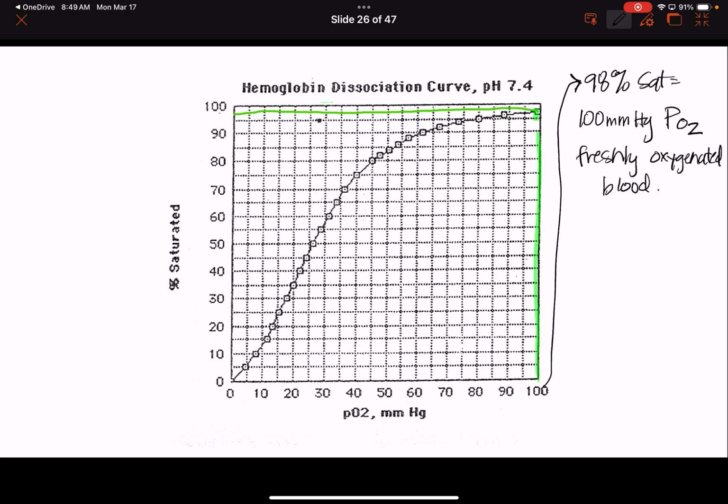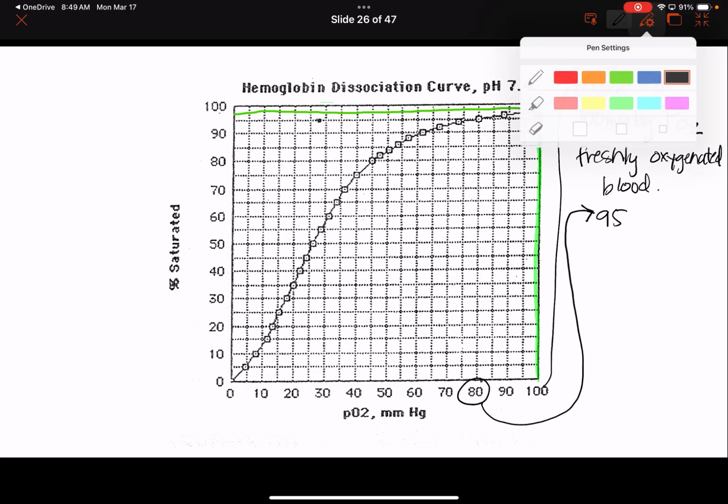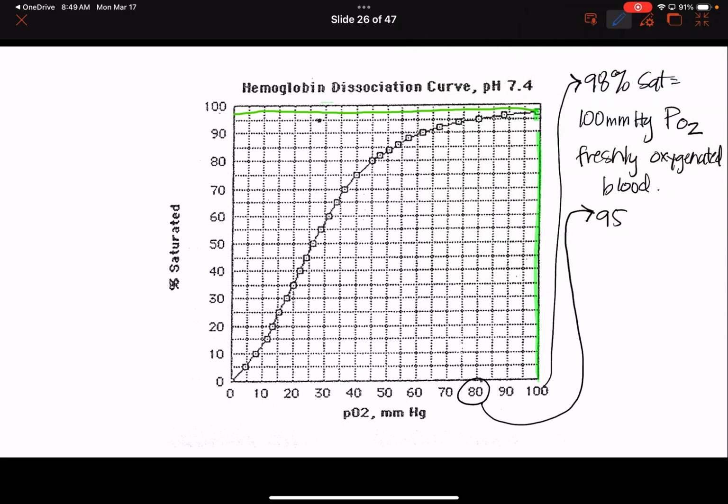We said if you live at high elevations, your PO2 is around 80, which is going to mean a % saturation of 95%. And you can get a colored pencil or regular pencil, doesn't matter, but you can follow that line up to 80, and then where it meets the curve should be around 95%. So 95% saturation is going to correspond to a PO2 of around 80 millimeters of mercury. If you told me 75, which is what is in your lecture notes, that's okay. 75 or 80.